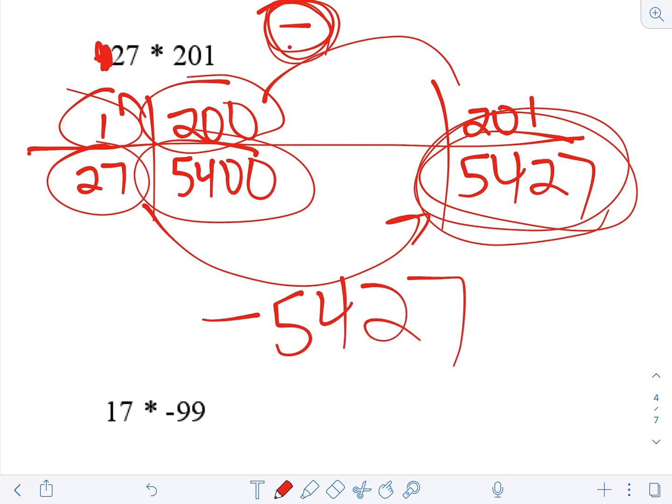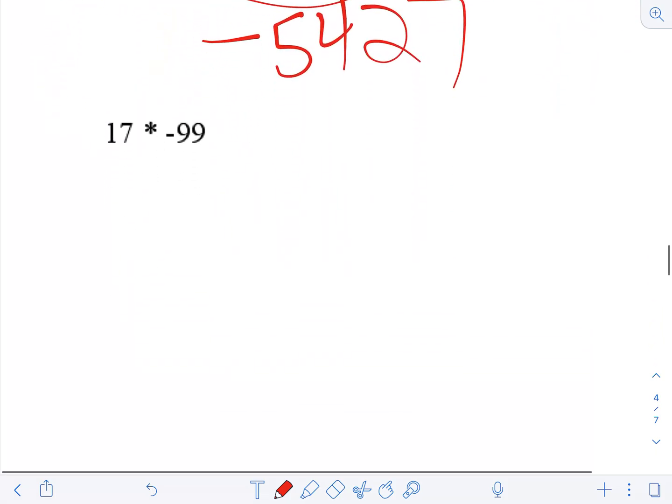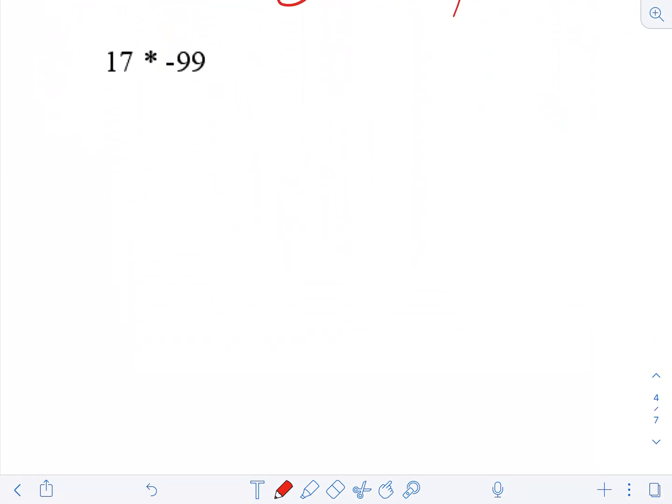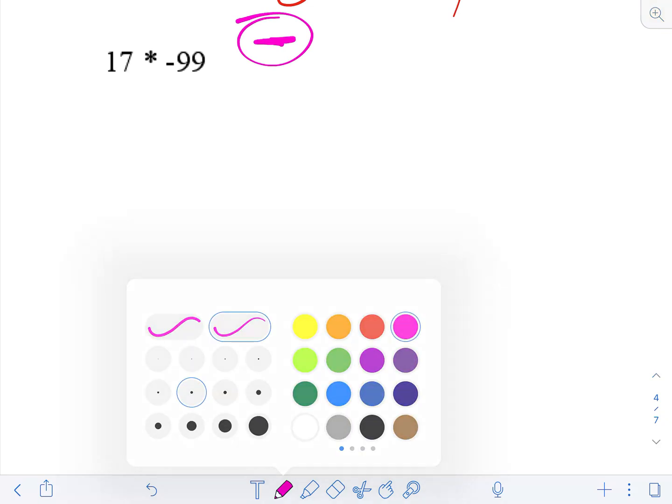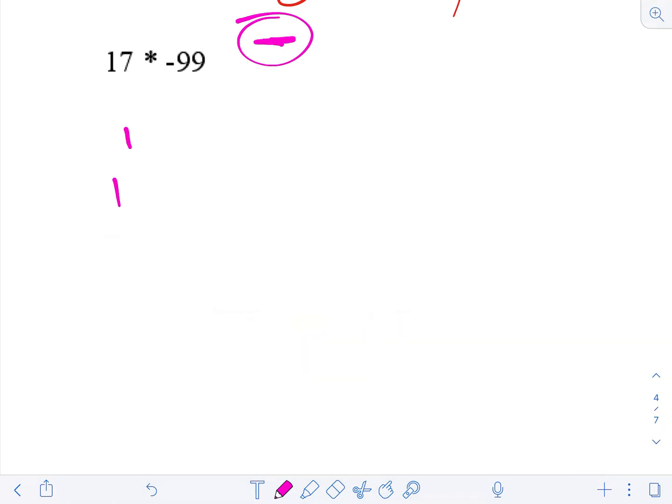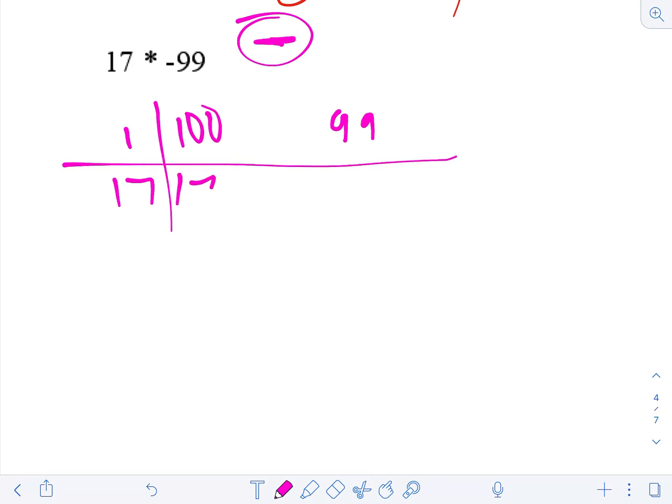Okay, did I lose you? How'd you do? Let's do another one. 17 times negative 99. Okay, you can do this. So there's a positive and there's a negative and I'm multiplying. So the answer is going to be negative. Got to remember that. Okay, so if I were to write this in like a ratio table, I have 1 17, and I got to know how much 99 17s are. Well, what I do know is I know 100 17s. That's 1,700.